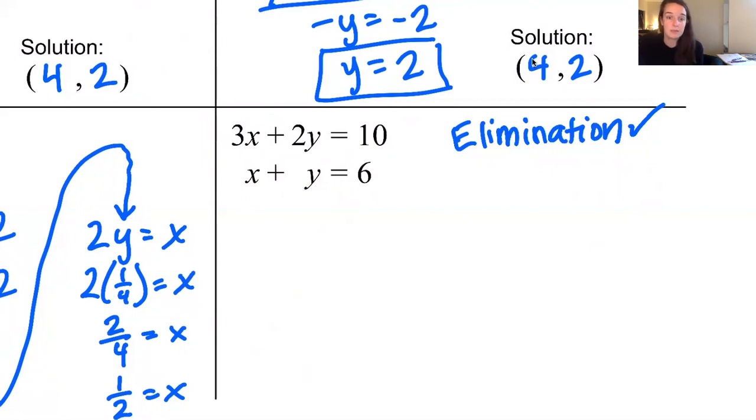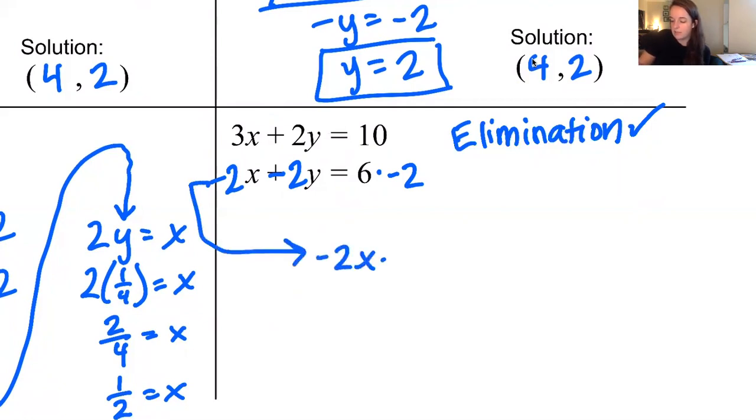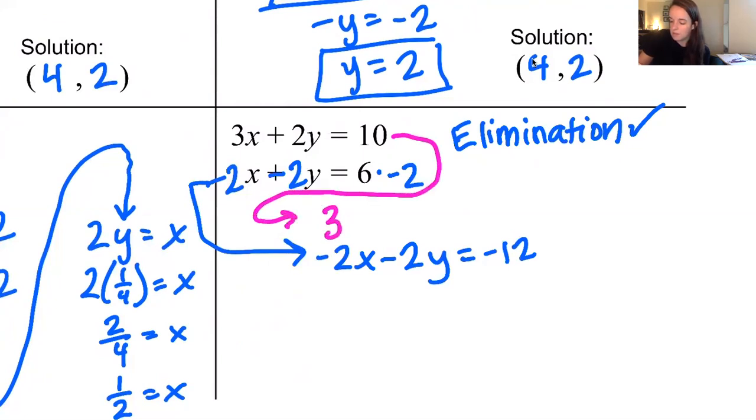I like to multiply times 2. So I'm going to go ahead and multiply times -2 here, which is going to multiply times -2 here and multiply times -2 here. So everything's going to be times -2. So this equation becomes -2x minus 2y equals -12. I'll copy down that first equation here. 3x plus 2y equals 10.